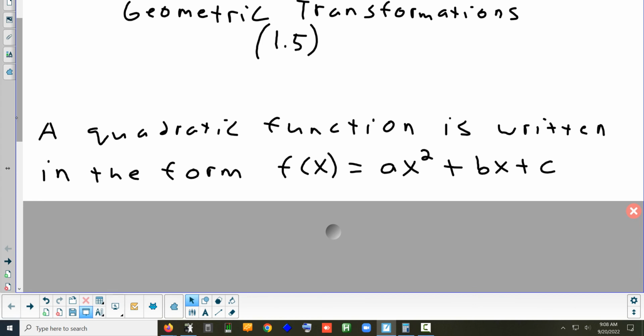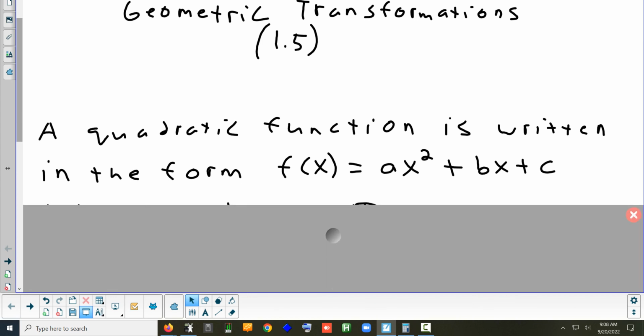So we're looking at quadratics. And a quadratic equation has that setup. It's written in the form ax squared plus bx plus c. The a, the b, and the c are numbers that will be given to you when we do a problem.